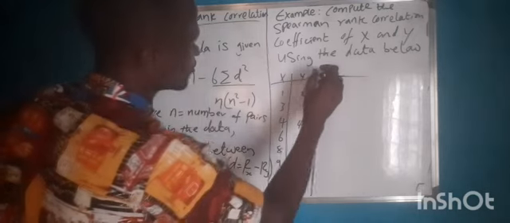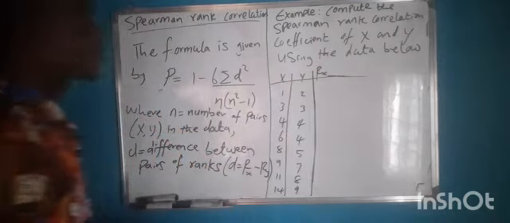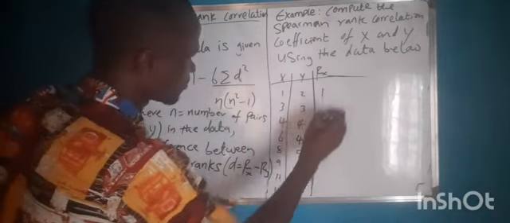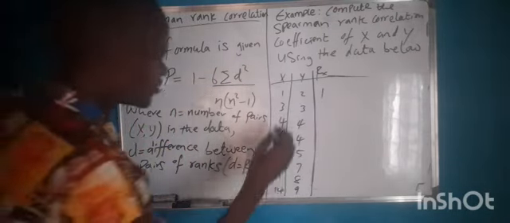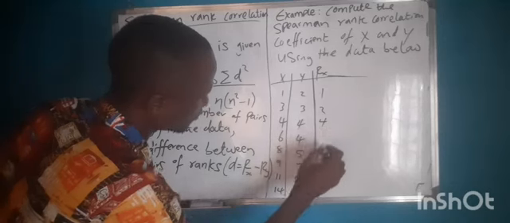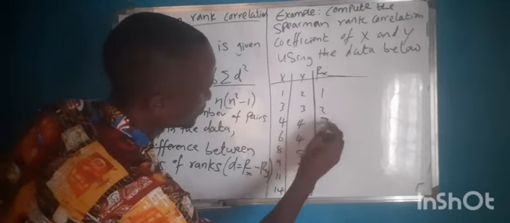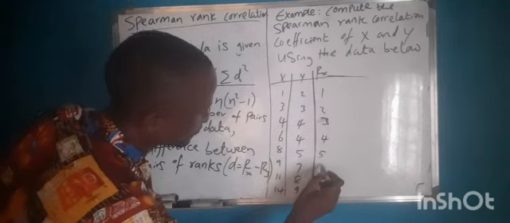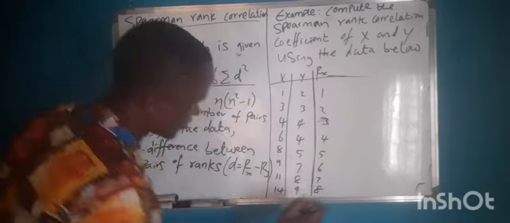So this is our rank of x. Let's represent it with Rx. The smallest number in x is 1, so it will take the value 1. The second one is 3, which is 2, then 4 is 3, then 4, 5, 6, 7, 8.